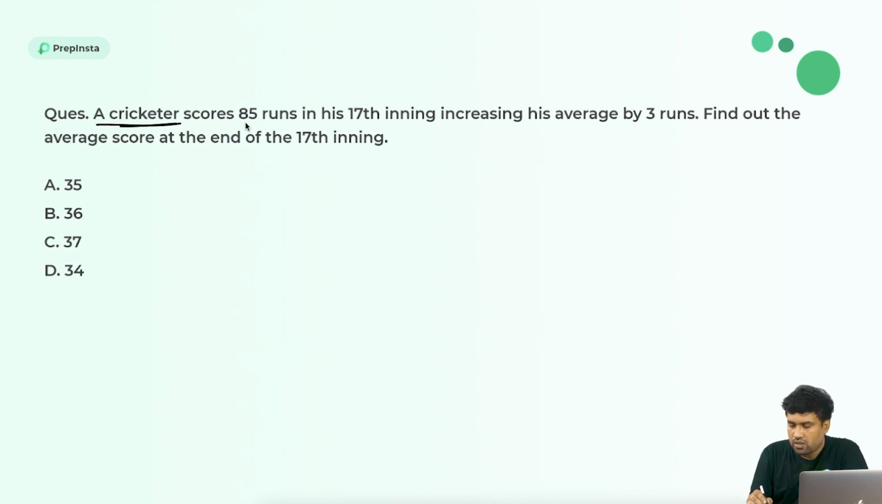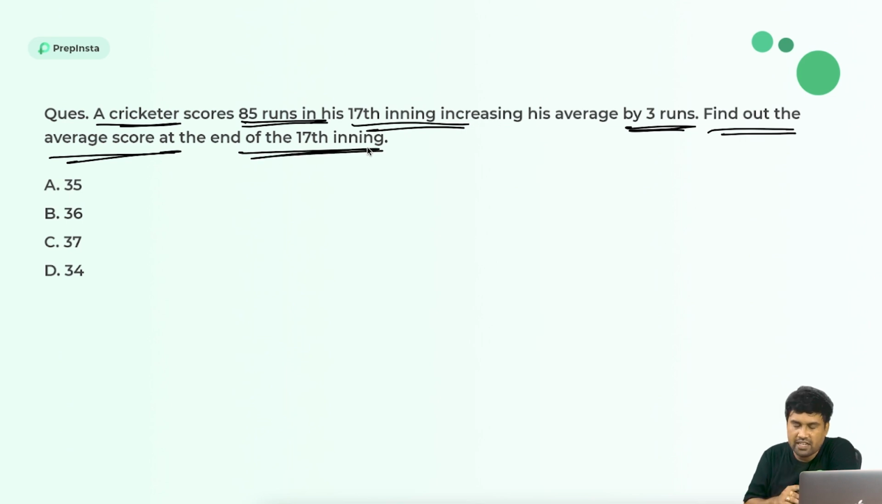A cricketer scores 85 runs in the 17th innings, which increases his average by 3 runs. Find out the average score at the end of the 17th innings. Whenever you have these two lines of data, it confuses the students a lot. So we can easily do this. I am explaining this shortcut for this problem, not the traditional method. Just look into the shortcut, how quickly we can do it within 15 seconds, frankly.